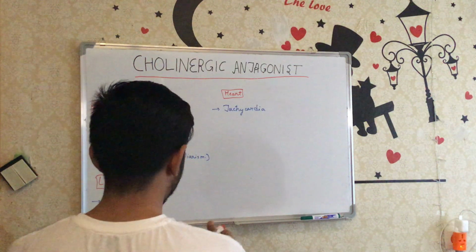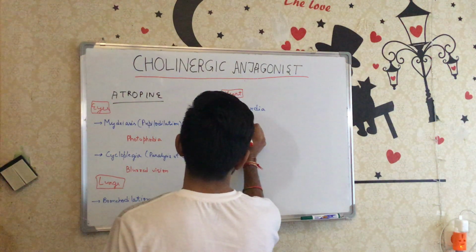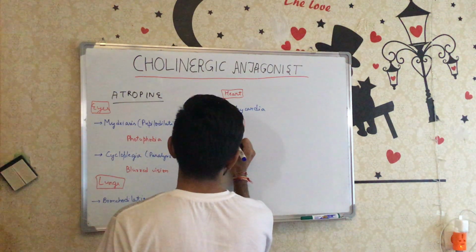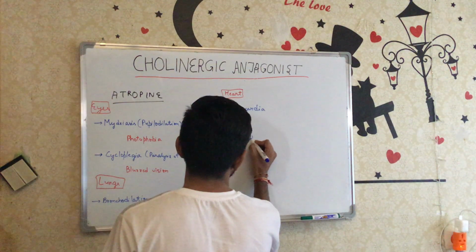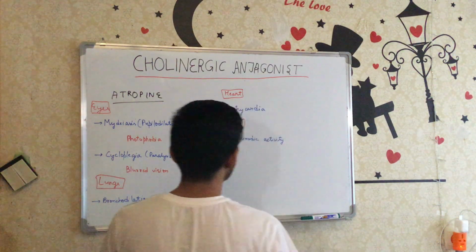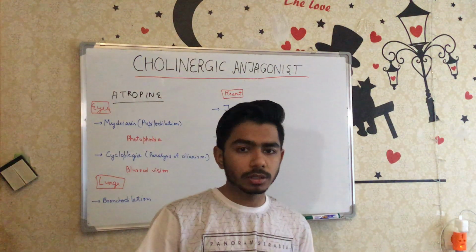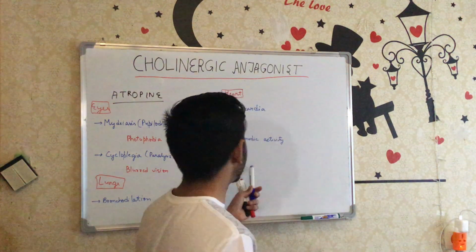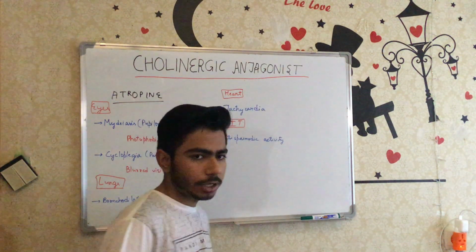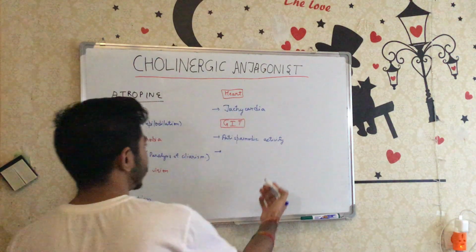Now, if we talk about the GIT, which is the gastrointestinal tract, what will it do over there? Actually, it has antispasmodic activity over there, which is very clear, as it acts against contraction, because most of the cholinergic drugs actually stimulate the contraction of the bowels, but cholinergic antagonists are just the opposite of cholinergic agonists. So they would cause antispasmodic activity over there.